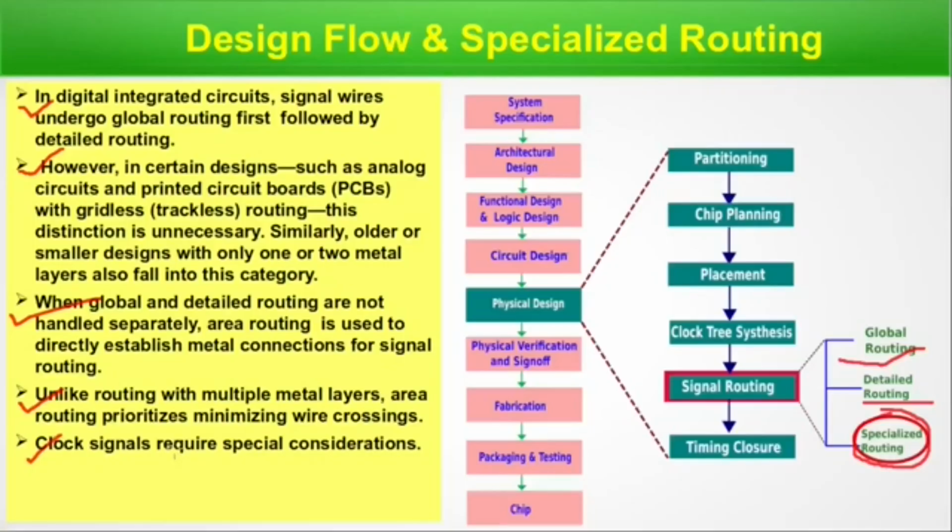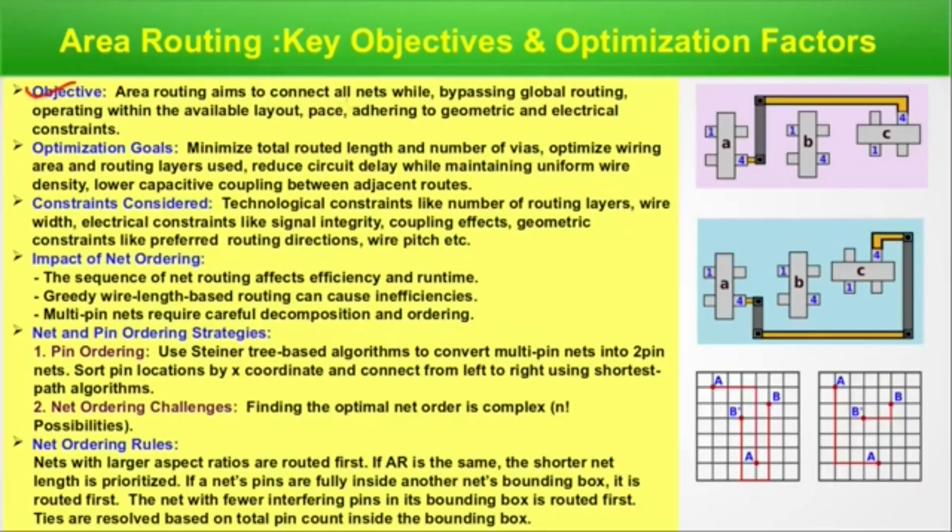We are done with this slide, and now let's move to the next slide. Area routing, key objective and optimization factors. We have already mentioned area routing: when a distinction between global and detailed routing is not required, it's all done by area routing. Objective: area routing aims to connect all nets while bypassing global routing, operating within the available layout space, adhering to geometric and electrical constraints.